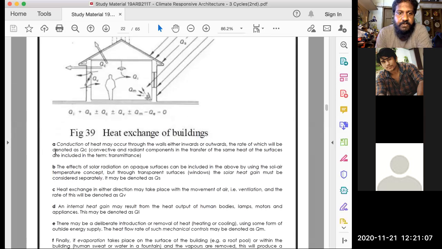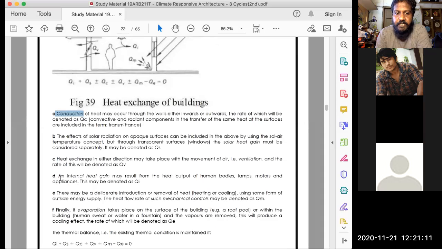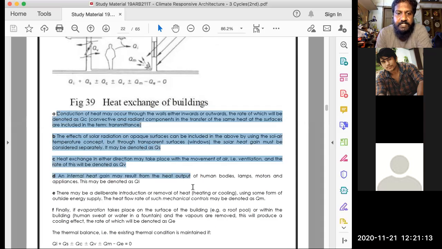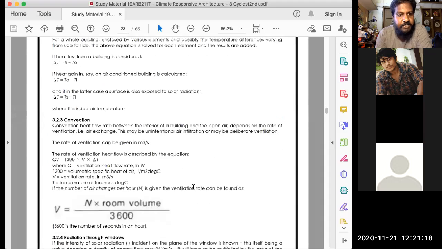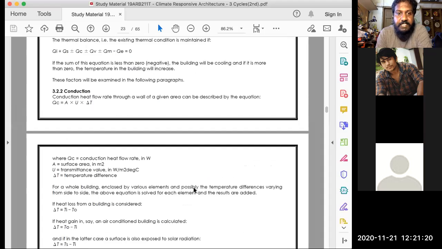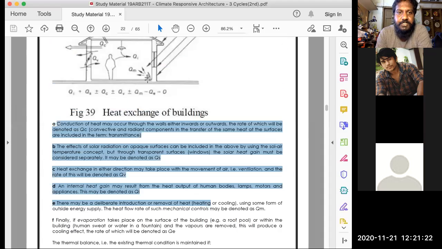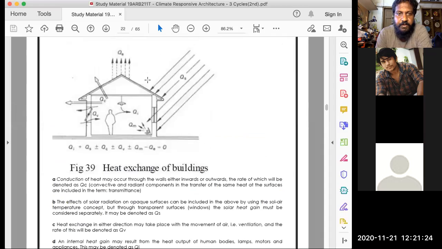And how each of the components is listed here: how the conduction happens, the solar radiation, the heat exchange. You can just have a reading of these contents. I think this is simpler than that. Again, the conduction and convection come into the space with respect to what is mentioned here in the image.